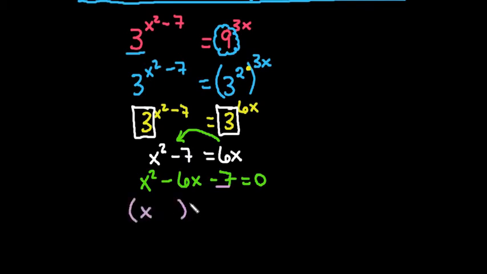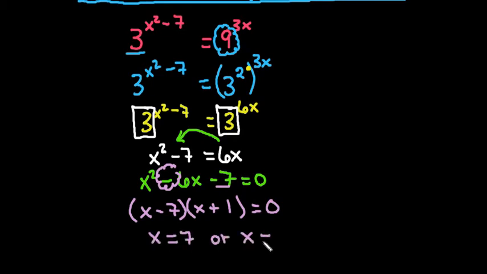The only two that multiply together to give me negative 7 are negative 7 and 1. As far as which one has to be negative, you want to make sure that the larger number is negative since the middle term is negative. So I would do a negative 7 and a positive 1. If I solve both of these, x is either 7 or x is negative 1.